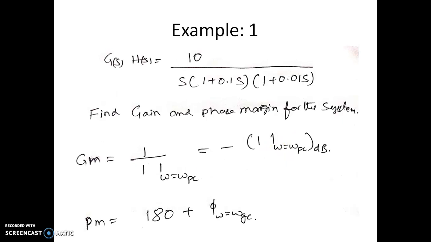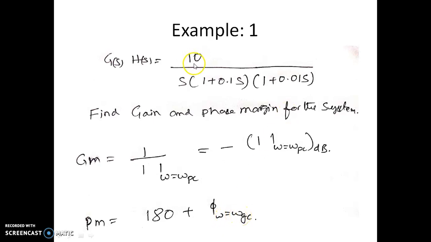So let us take some examples to identify how we find the gain margin and phase margin of a system. Here, this is the first transfer function, having a pole at the origin and two poles, one at 100 and the other at 10, which are on the left hand side. As we know, the gain margin is 1 over the magnitude at omega pc, or the negative of the magnitude in dB. The phase margin is 180 degrees plus the phase at omega gc.